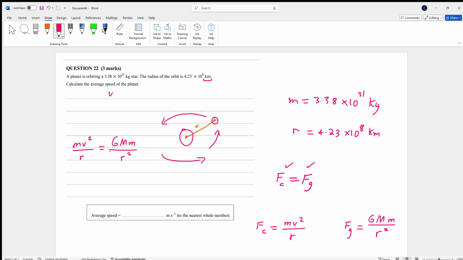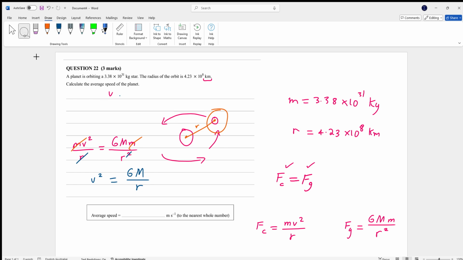You can cancel out one of the masses, and the mass that we'll be cancelling out is the mass of this guy here. So we can get rid of that guy there. We can also cancel one of the radiuses as well. So here we can get rid of that and turn it to a power of 1. So now we have this. Velocity squared is equal to gravitational constant times the mass of the star over the distance between them.